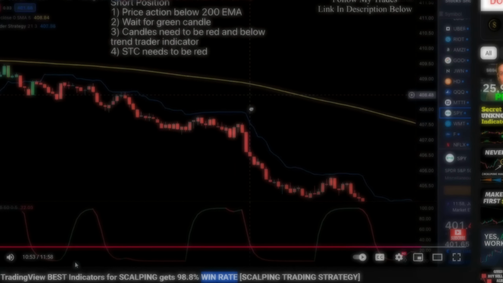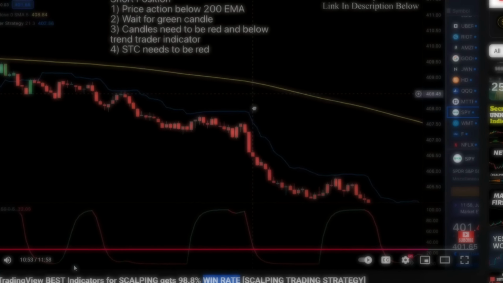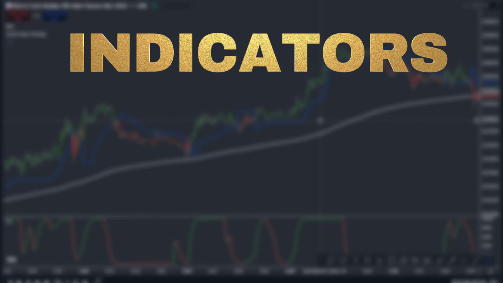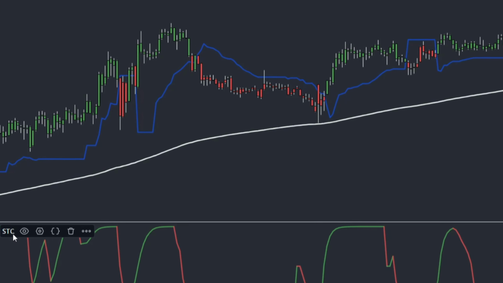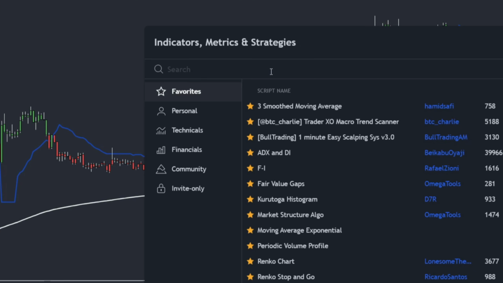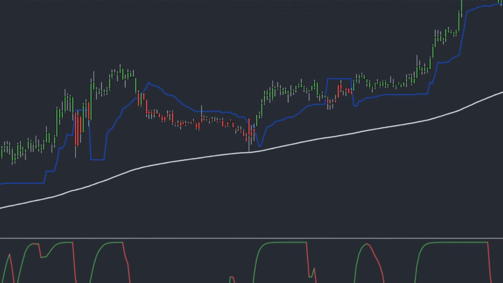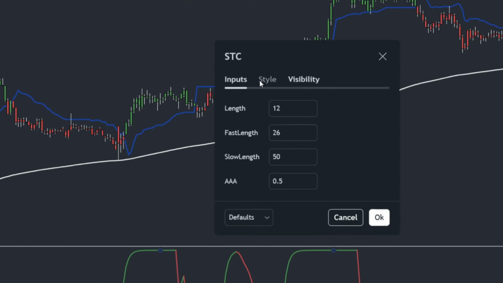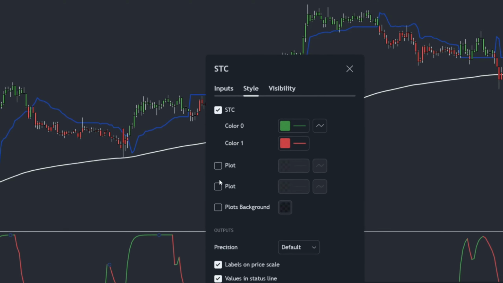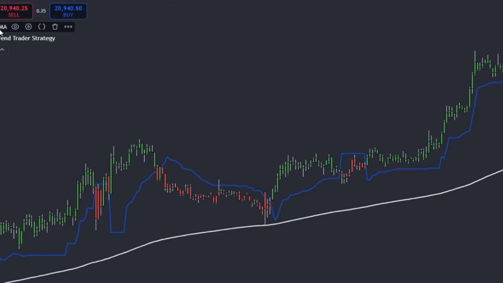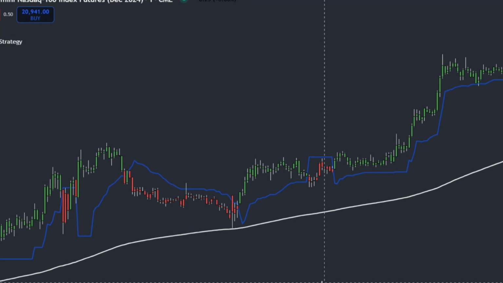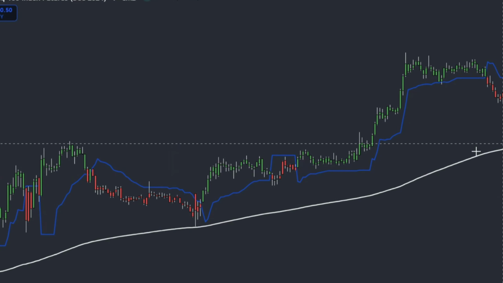So now let's get into the indicators we need, and then the strategy rules and process. We're going to need an indicator called the STC, and this one is STC better MACD. Upload that to the chart, and in the settings, what he did was take off these plots and the plots background. Next indicator is the EMA, and that is the 200 EMA. That is this white line here.